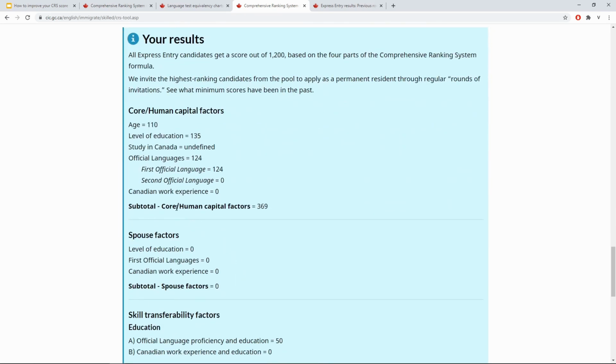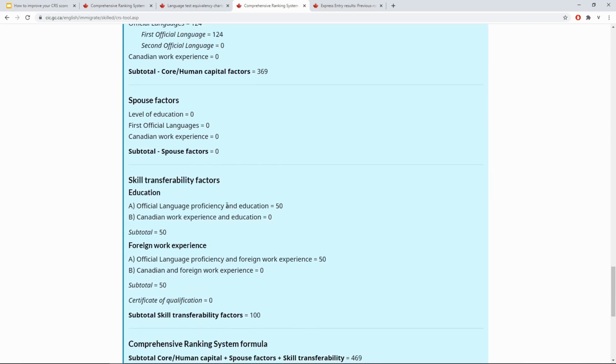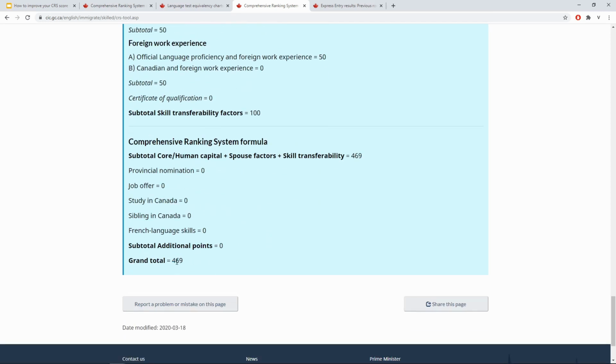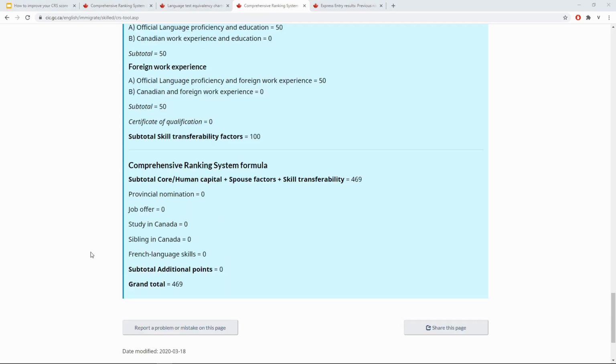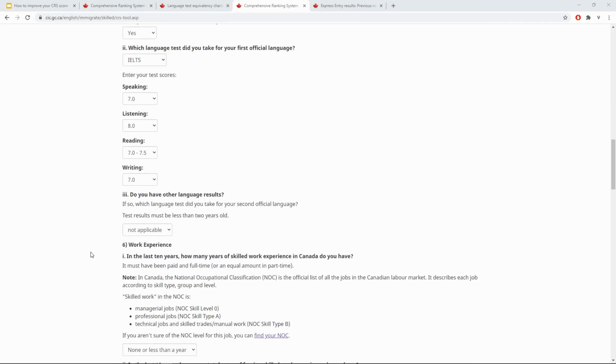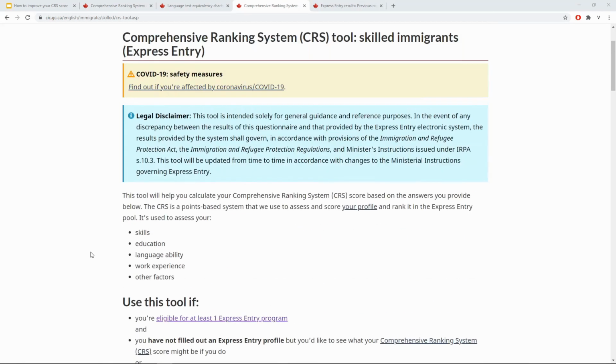You can see the core points have increased 369, and he got maximum 50 plus 50, 100 skill transferability points for education and foreign experience. And a grand total is 469, which is very close to our cutoff score. The last cutoff score was 475. So our candidate now has 3 to 4 options to improve his CRS score even more.